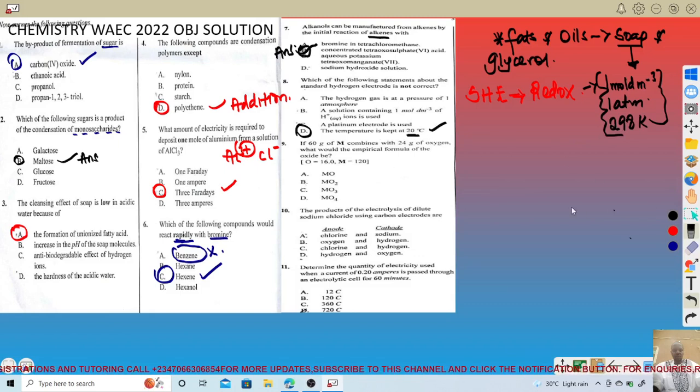I have to increase it. Next one, shortcut concept, shortcut to get answer. 60 gram of M combines with 24 gram of O. What will be the empirical formula of the oxide? MO. So you just need to do 60 divided.